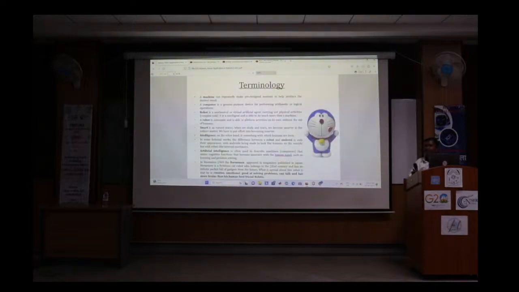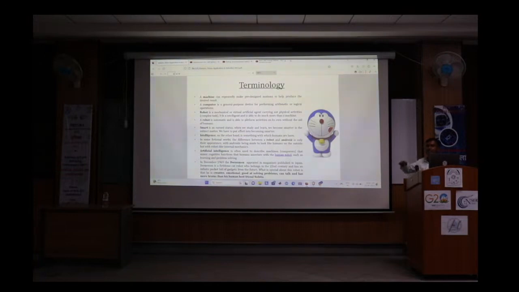Okay. Now, this is a very common terminology. You might be aware of this very popular character. Okay. I'll not read out all of them, but I'll just tell about this. Let us just have a look at it. See, a machine repeatedly. This is the term here, and it is pre-designed motion. Okay. If you have a machine, it will do the same thing again and again. Then computer is general purpose. Okay, you cannot use a computer directly to make a robot. Then robot is a mechanical or virtual artificial agent. Okay, carrying out physical activities, complex tasks. It is intelligent and is able to do much more than a machine.